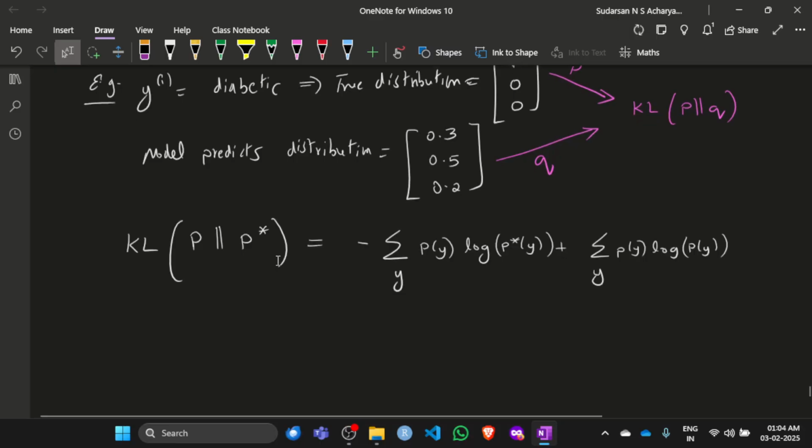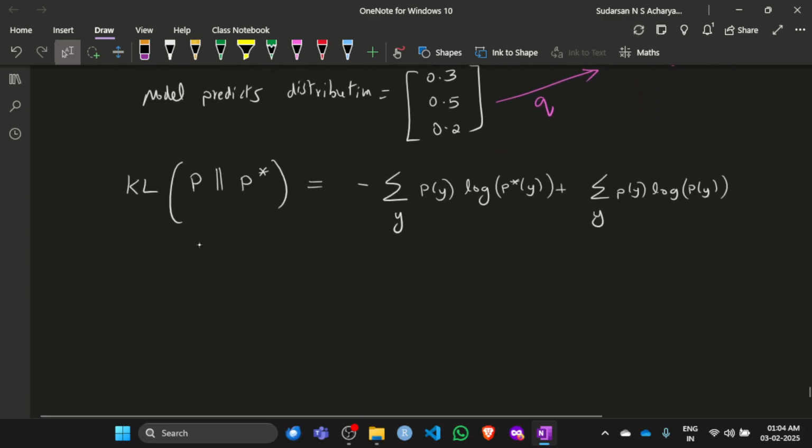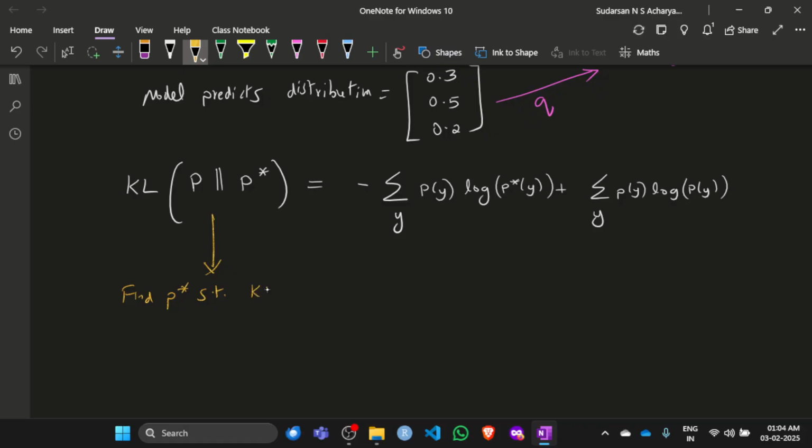Now, what we want to do is find a P star. The goal is to find P star such that the KL divergence between P and P star, which tells how different the model's distribution is from the true distribution, is minimized, is as small as possible.